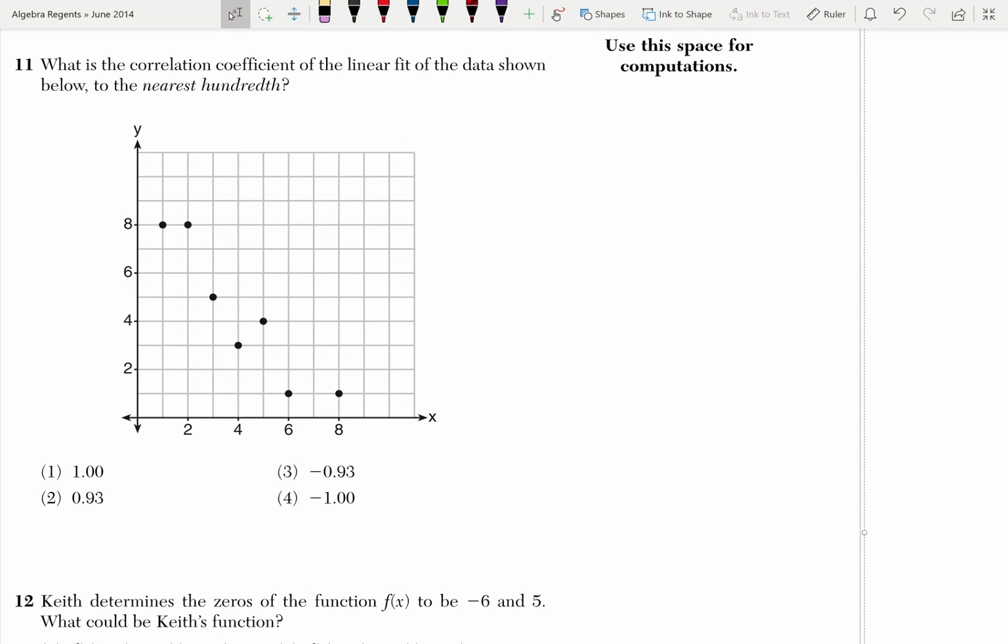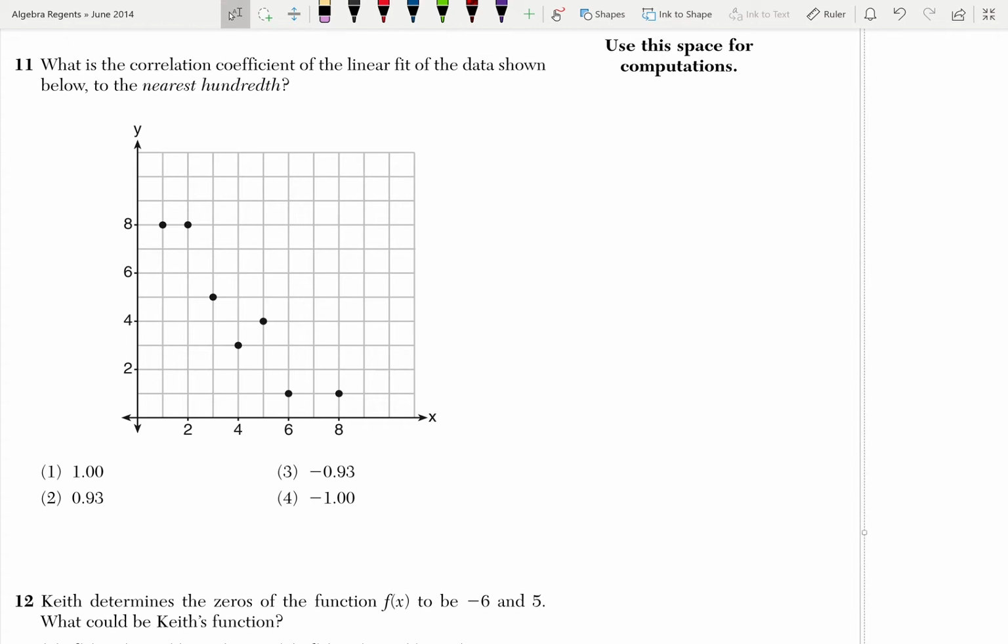Alright, in this video we're going to go over questions 11 through 20 of the June 2014 New York State Algebra Regents exam. Okay, so let's start with question 11. It's asking us, what is the correlation coefficient of the linear fit of the data shown below to the nearest hundredth? Okay, so first question we want to ask ourselves is, what type of correlation is this?